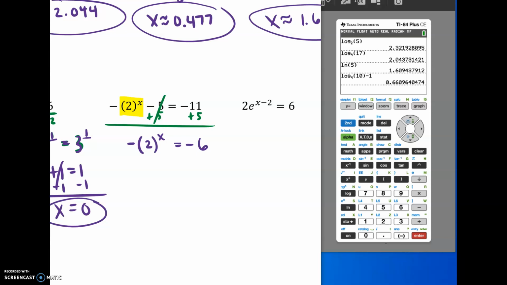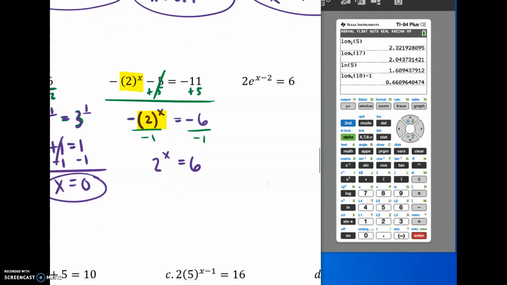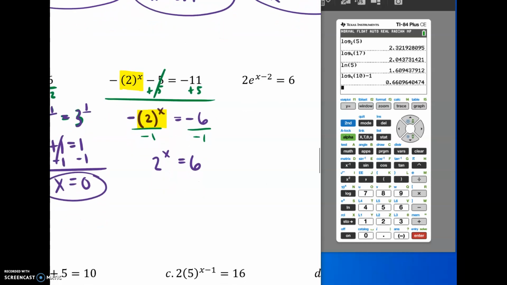Now, I still don't have this by itself completely because I have a negative outside. So let's go ahead and divide by that negative 1. Oh, that should be a positive 6. Negative divided by negative is a positive. And then now we have just that 2 to the x by itself. So you're back to example 5.